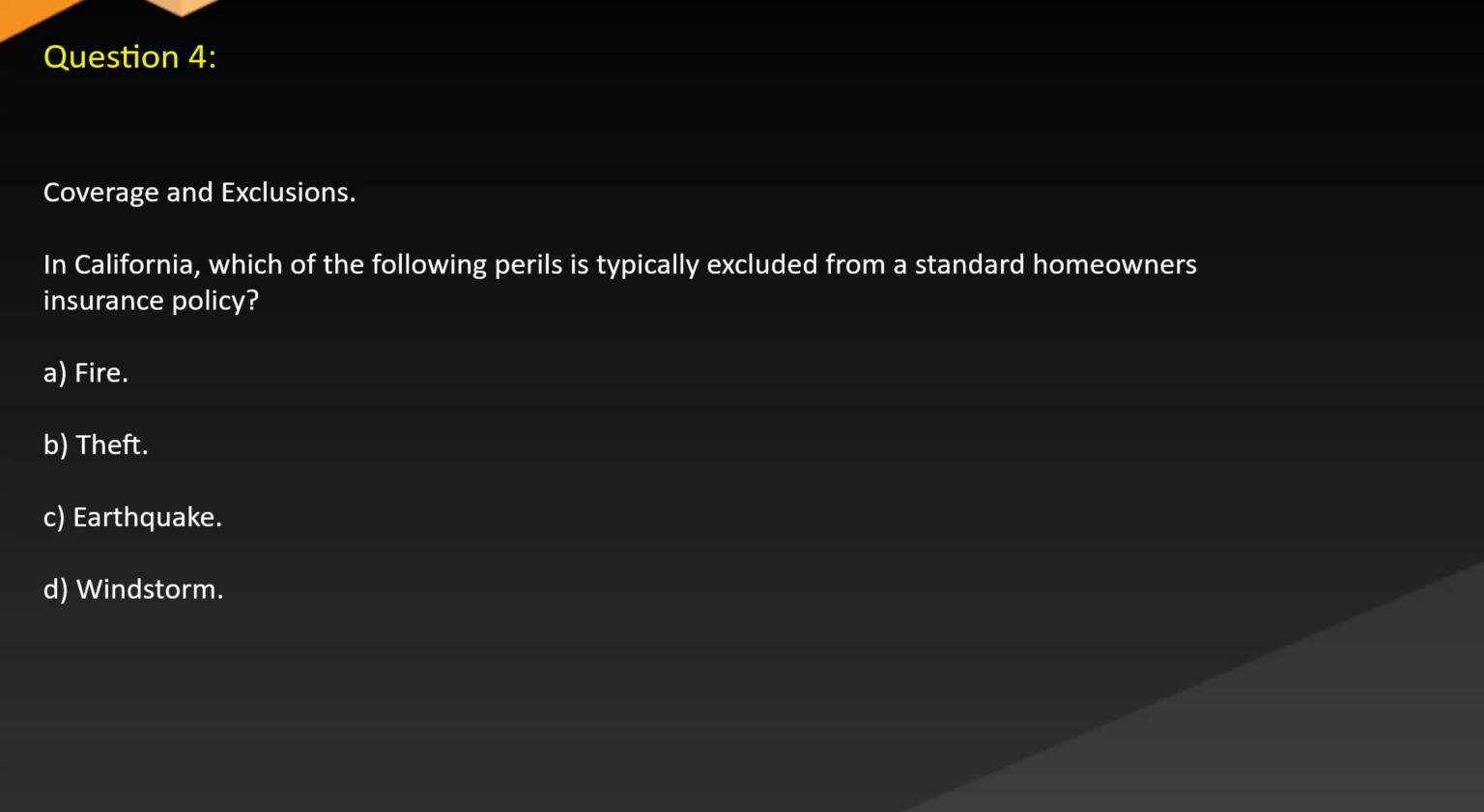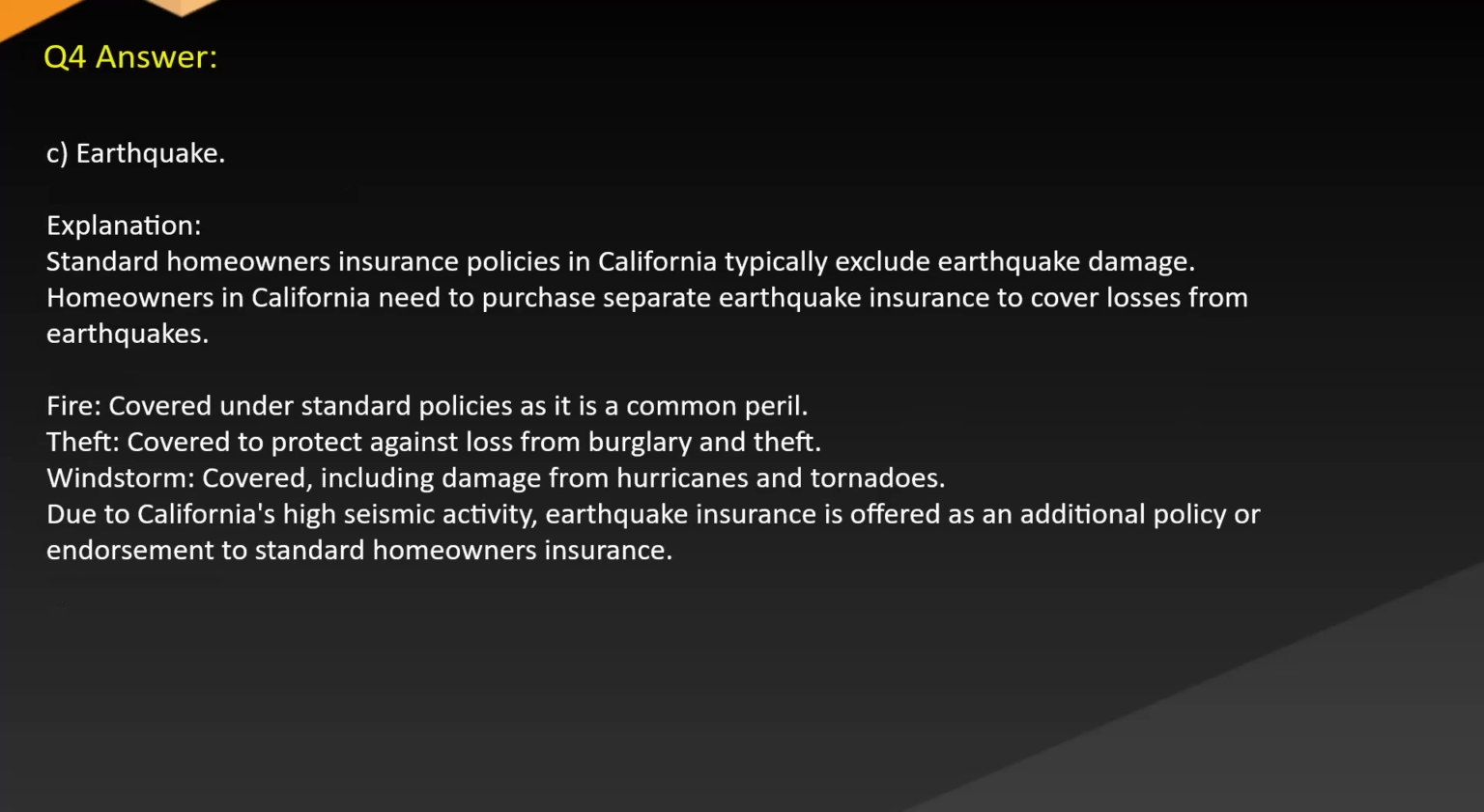In California, which of the following perils is typically excluded from a standard homeowners insurance policy? A. Fire. B. Theft. C. Earthquake. D. Windstorm. Answer: C. Earthquake. Explanation: standard homeowners insurance policies in California typically exclude earthquake damage.